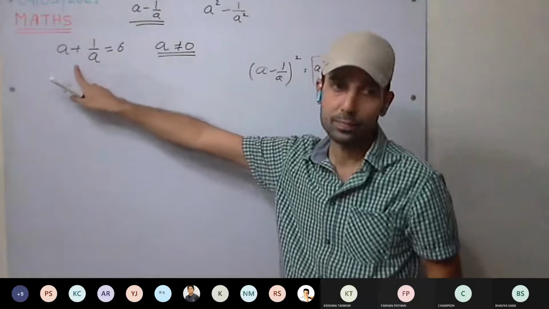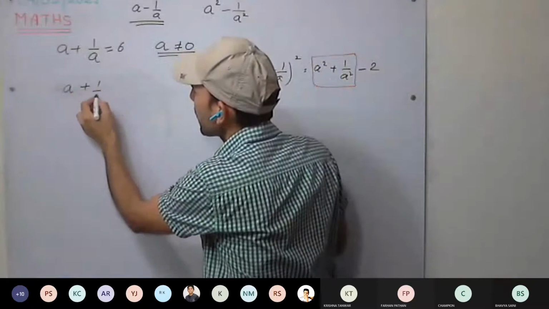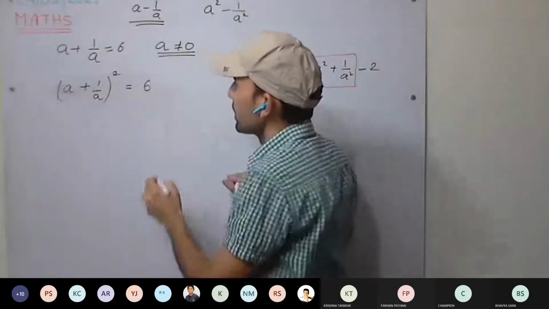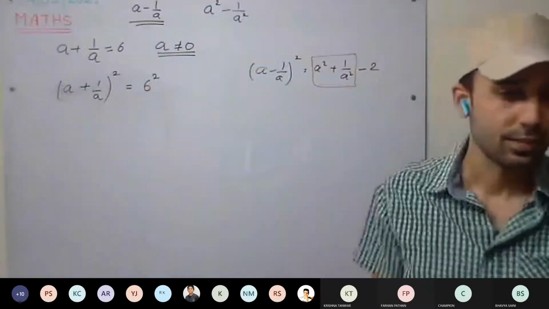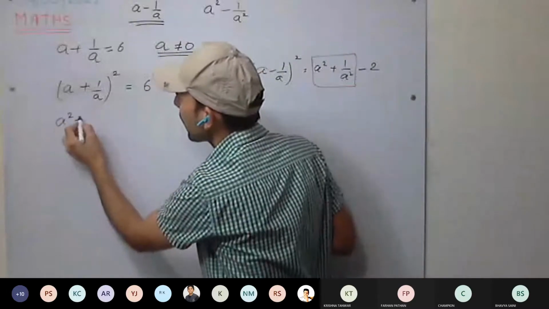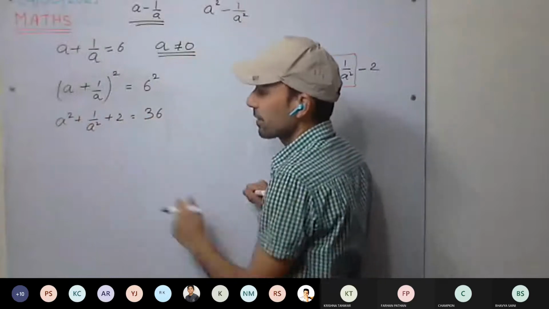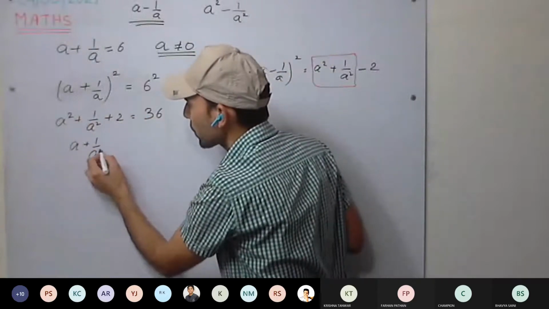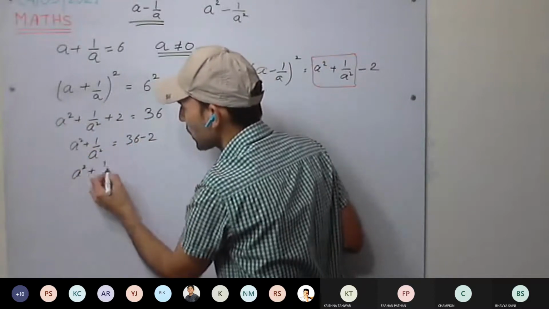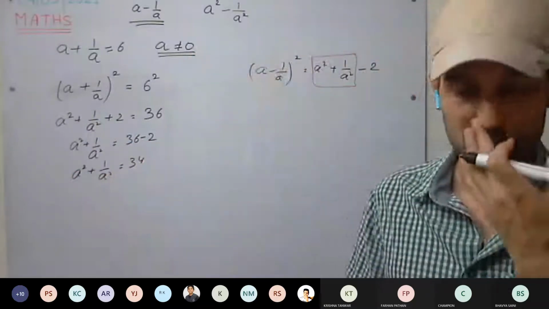From here, if we take the square on both sides, it will be how much? a plus 1 upon a, the whole square, it will be 6 square. Then a square plus 1 upon a square plus 2 equal to how much? 36. A square plus 1 upon a square will be 36 minus 2. A square plus 1 upon a square equal to 34. Everyone have got the answer.